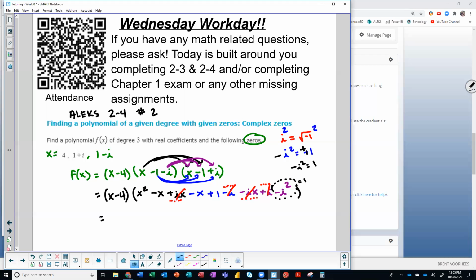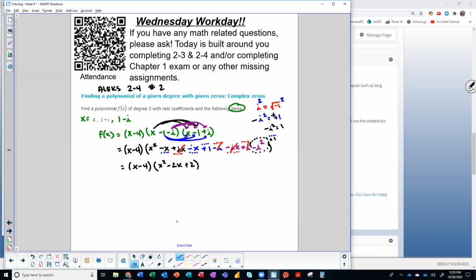So when I simplify, I'll have x minus 4 times, right here, x squared. I see I have a negative x and another negative x. That's going to become negative 2x. So I have two of them. So negative 2x. Then I have a plus 1. Whoops. Plus a 1 and another 1 right there. So I have plus 2.